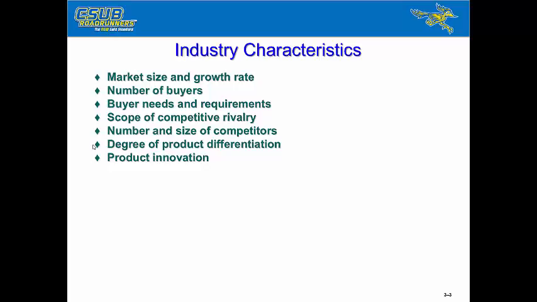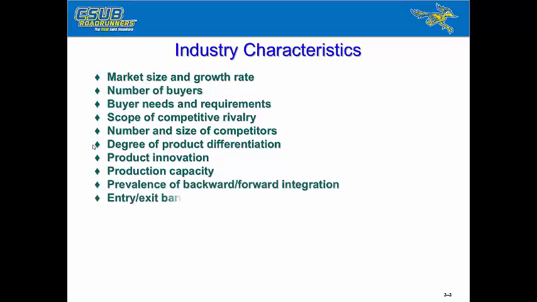Product innovation, the flip side of that, there tends to be innovation of the products in an industry, which is one of the key factors that defines the direction and growth of an industry. Production capacity, prevalence of backward-forward integration. We'll talk more about backward and forward integration in a couple of weeks. There's usually entry and exit barriers, so there's something that you have to do in order to get into a market in the first place, and sometimes there's things preventing you or making it difficult for you to get out of that industry. So those are exit barriers and entry barriers.